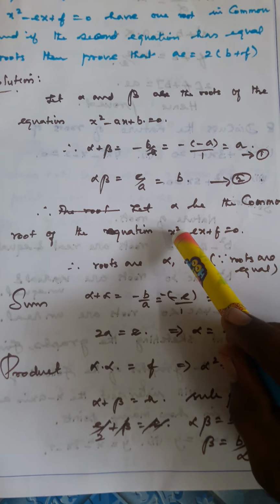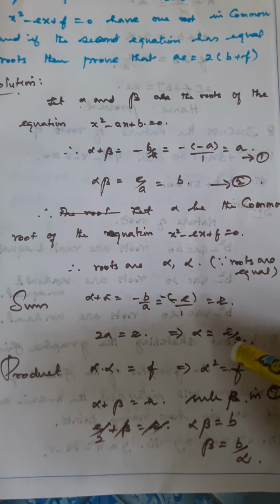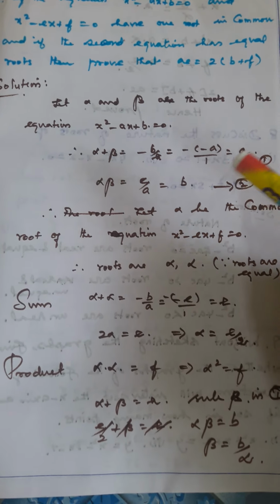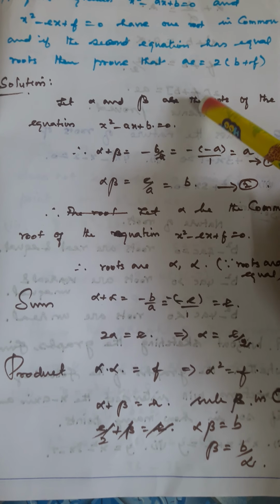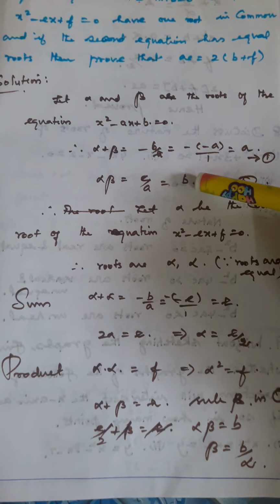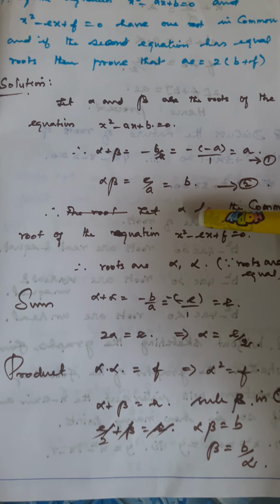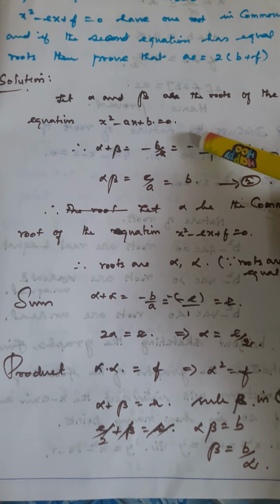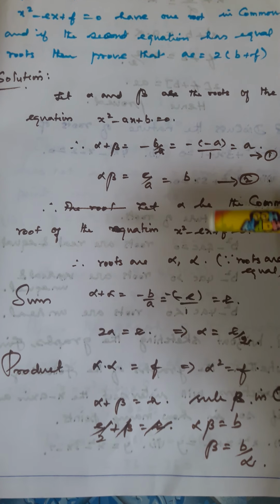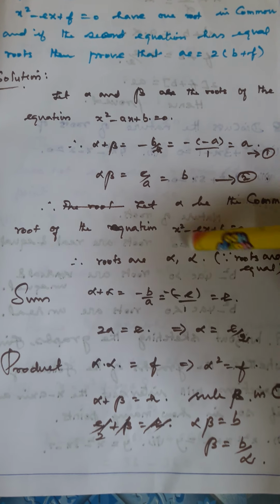So the second equation roots are alpha comma alpha, right? Read the answer two times. Here I have taken alpha and beta are the roots of the equation. After that, what I am trying to say, alpha be the root of both the equations. And the additional information is given in the question: your second equation roots are equal.